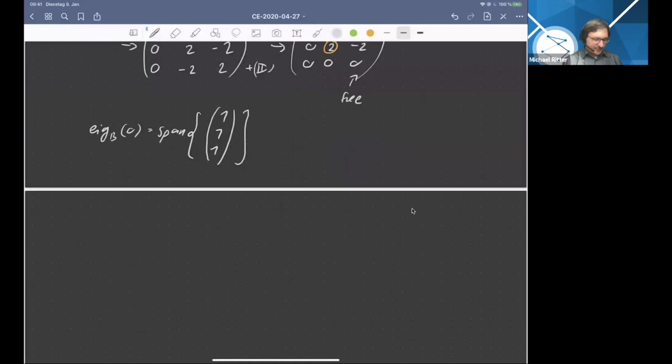And we just do the same procedure for the other 2 lambdas. Lambda 2 equals 1 next. So B minus E3. That is 0, 2, -1, -1, -1, -1, and 0, -2, 1.